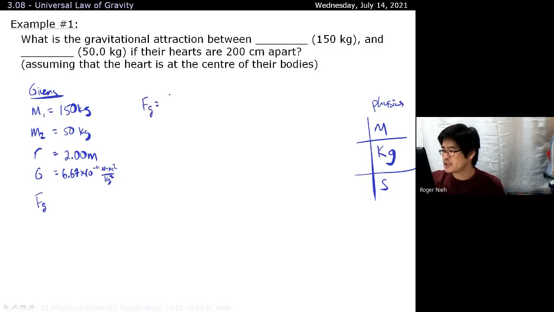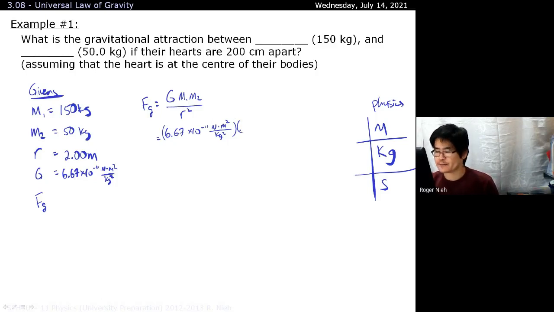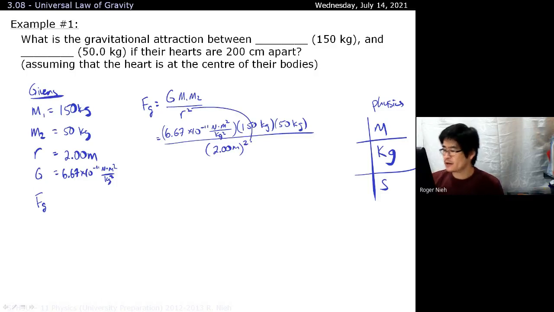So F of G is equal to capital G M1 M2 over R squared. So 6.67 times 10 to the negative 11 newtons times meters squared all over kilograms squared. I know it's a huge mouthful, but please go through the trouble of writing all that down. We're going to multiply that by 150 kilograms and then by an additional 50 kilograms, and divide by R of 2.00 meters. Just be careful, it's not just 2 meters alone, it's 2 meters squared. That's a common mistake I see students make. They forget to square the denominator.